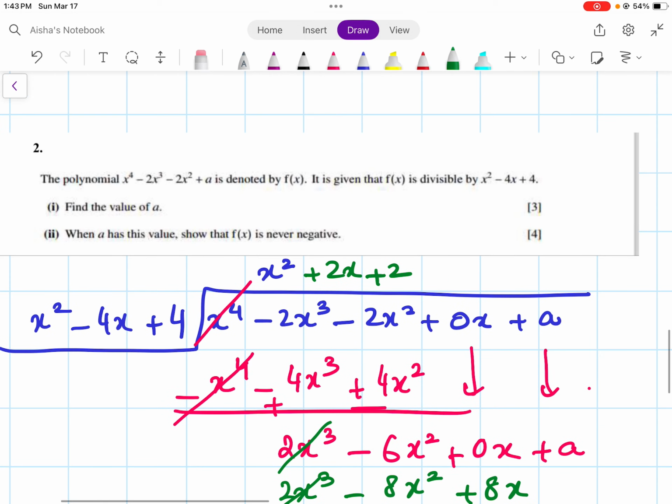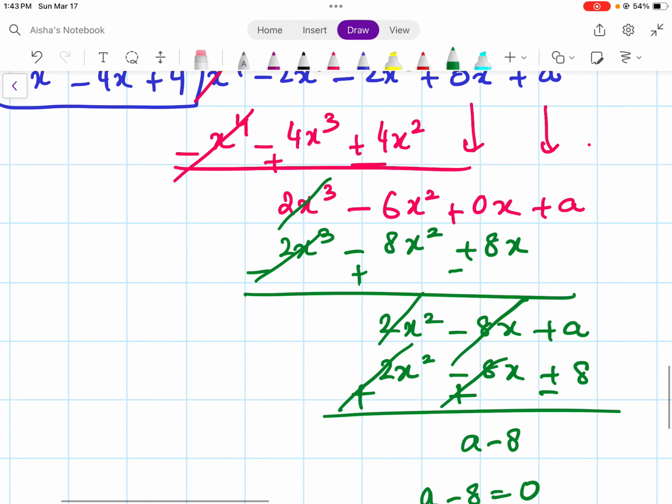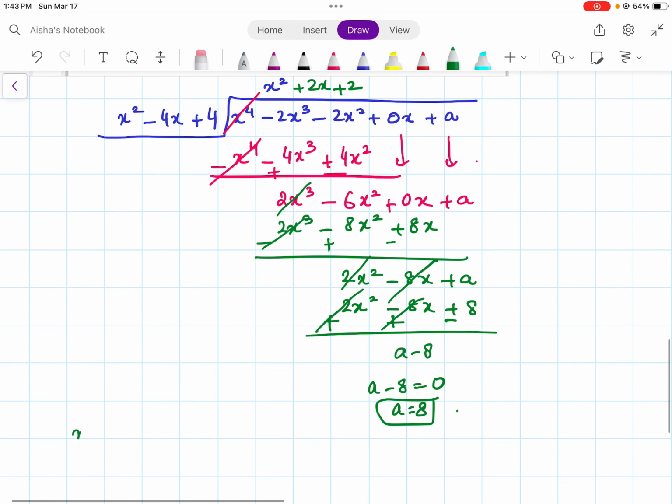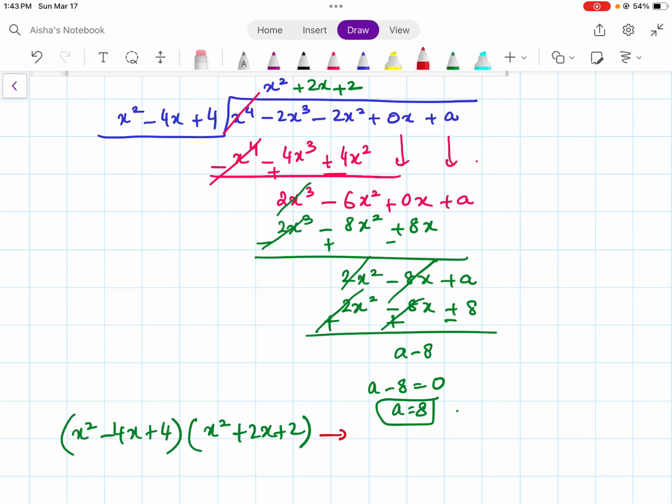Okay, next: when a has this value, show that f of x is never negative. This is an interesting question. One factor you have is this, and another factor is x square plus 2x plus 2. You have to show that it is never negative. How do we show that? We have to change it into completing square.